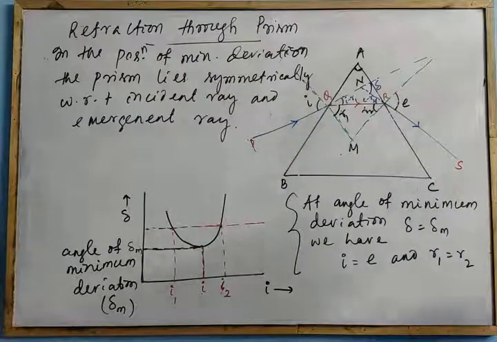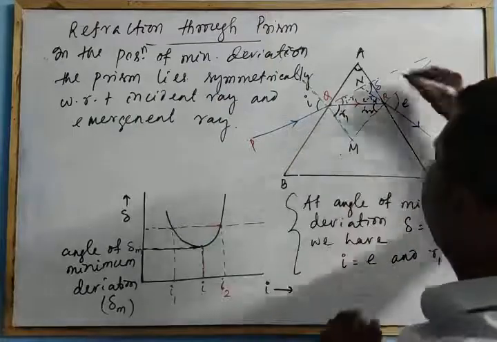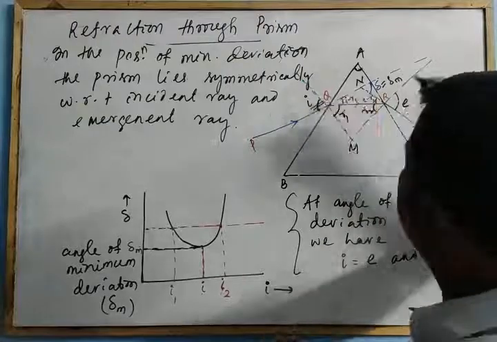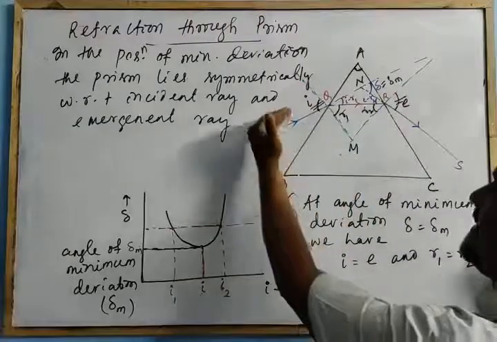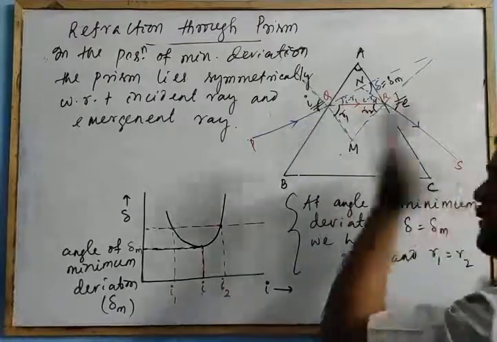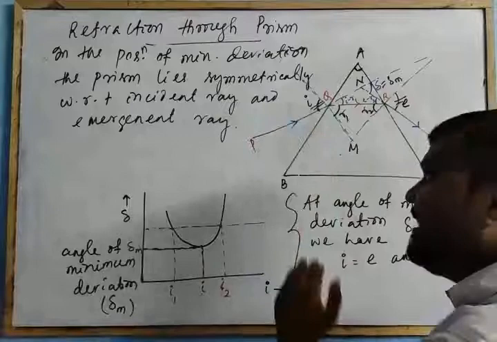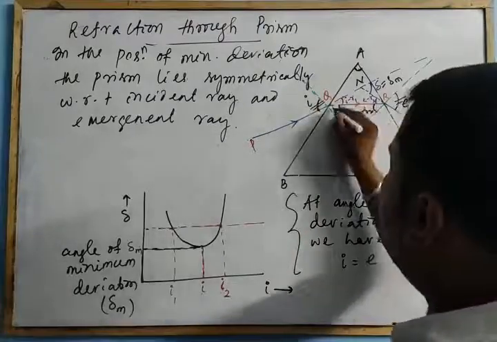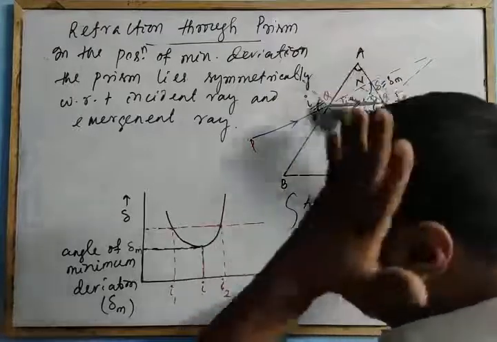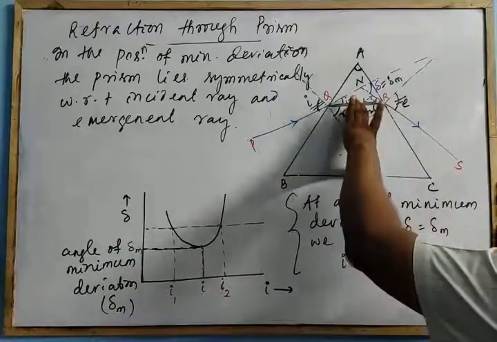That is I is equal to E. What it means in simple language is that when delta is equal to delta m, this angle should be equal to this angle, and the prism is symmetric with respect to both incident and emergent rays. If I is equal to E, then obviously R1 is equal to R2. Symmetrical means you can say that this red line, the refracted ray inside the prism, is parallel to the base of the prism.